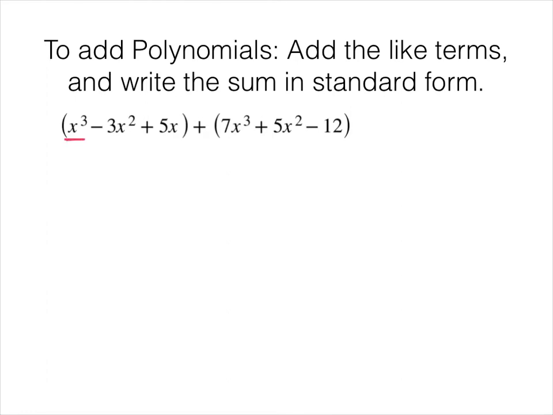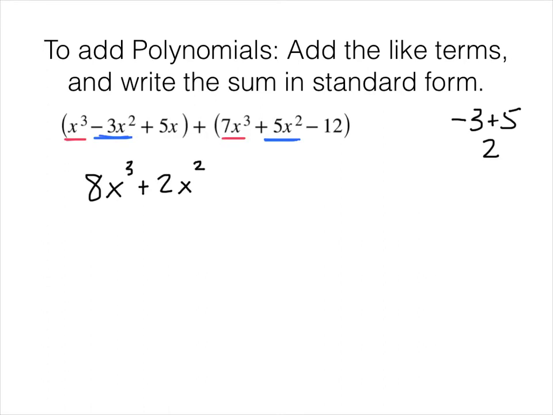So I've got x cubed, and there's an x cubed there. Right there, we're going to add those together. 1x cubed and 7x cubed is 8x cubed. Minus 3x squared plus 5x squared. Minus 3 plus 5, think about it for a minute. Minus 3 plus 5, that's a 2. So positive 2x squared.